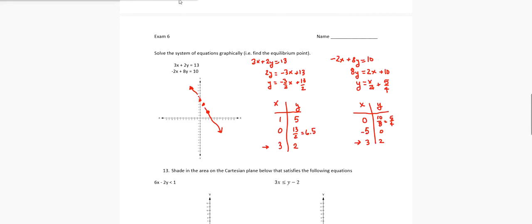So this one then is 0 and 5/4. So that's 1 and a 4th. So that's like right here.